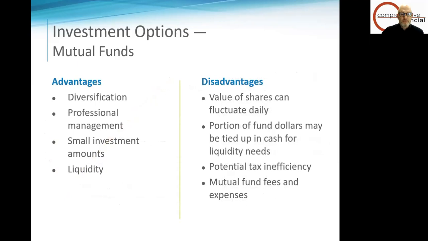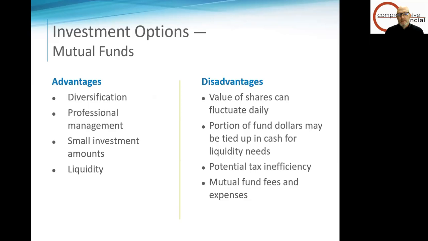Now, the general advantages and disadvantages of a particular mutual fund. Again, we talked about the advantages of diversification. There's professional management. You can invest a small amount of money in the particular fund. And again, you have liquidity. The funds trade at the end of the day. You can get out of them at any time or buy into them at the closing price every day. The disadvantage is that during the day, the shares can fluctuate in value. A portion of the fund's dollars may be tied up in some cash for liquidity needs and so on. So it may not be as pure an investment in a particular category that you may want or need.